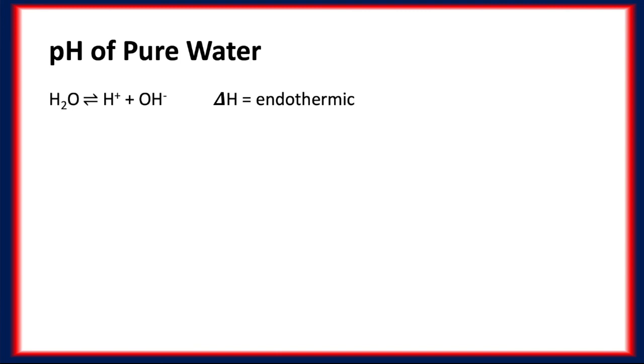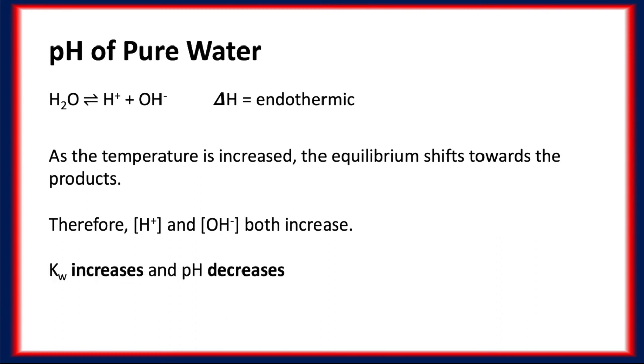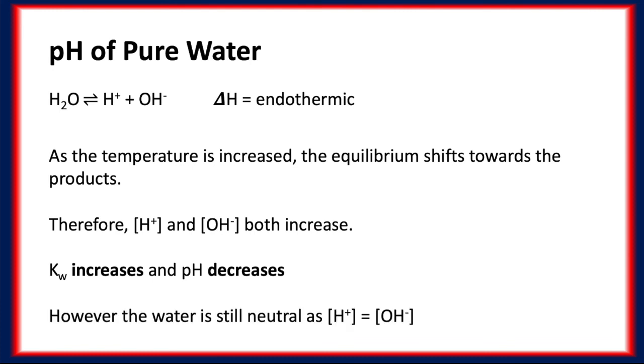Now this equilibrium is endothermic. So if we increase the temperature, the equilibrium will shift in the endothermic direction, which is towards the products. So both the concentration of H+ and OH- will increase, and that causes Kw to increase and our pH to decrease. But it's really important to note that just because the pH will no longer be 7, the water is still neutral because H+ is still equal to the concentration of OH-.